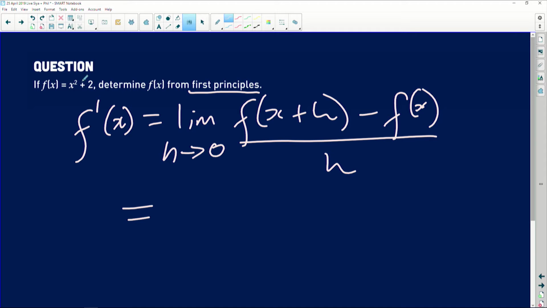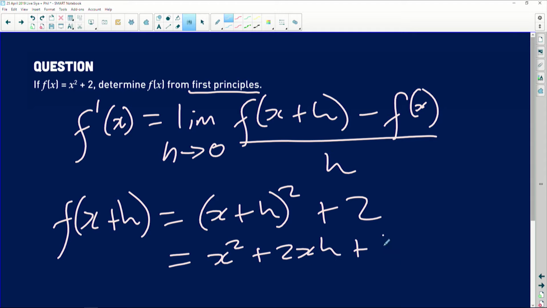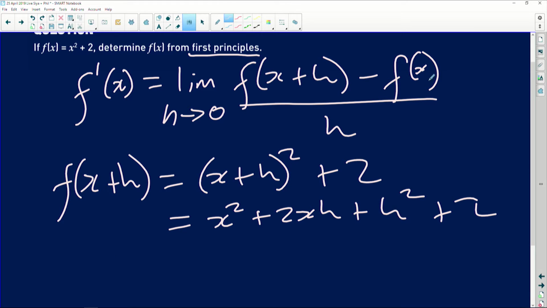Before I can actually substitute there, let's just do it bit by bit. So you're going to say f(x plus h) is equal to, looking at that question, wherever there is x, I'm going to substitute x plus h. So this is going to be (x plus h) all squared plus 2. And if I expand it, it's going to give me x squared plus 2hx plus h squared plus 2. Remember foiling out your binomials. And then the last one is f(x) that I have there.